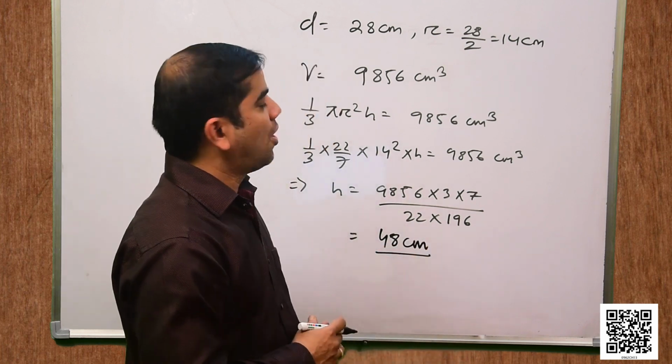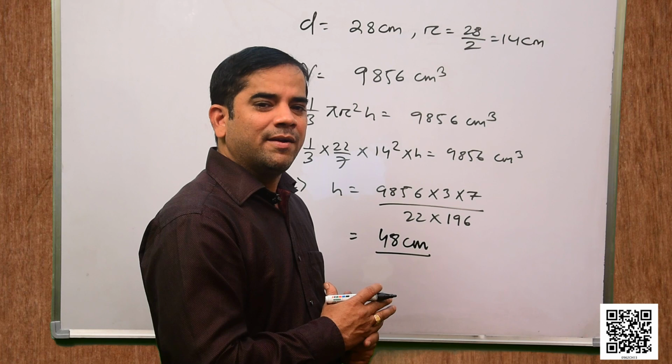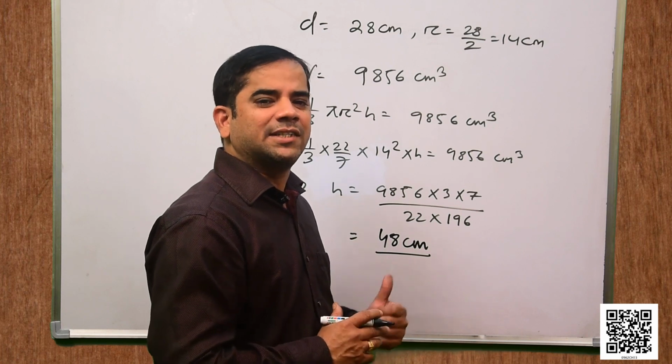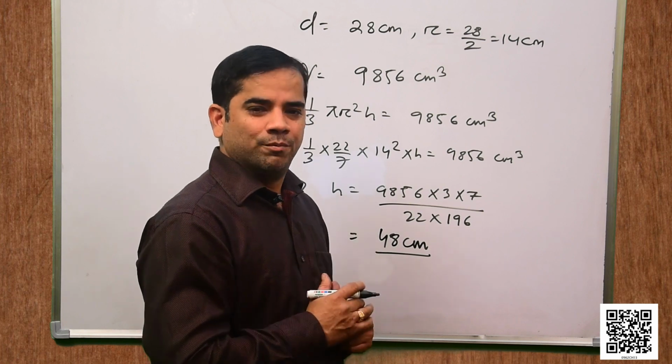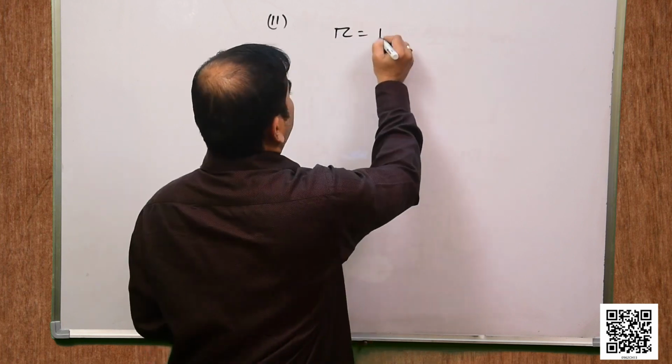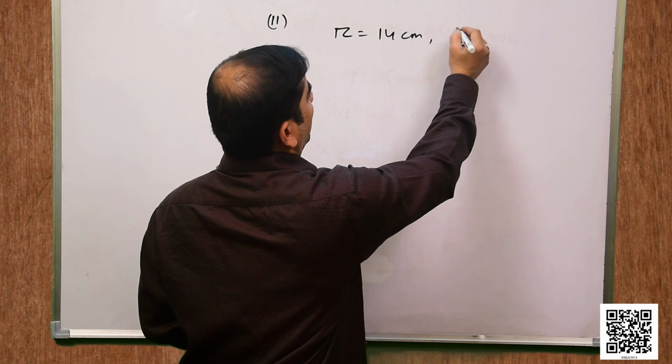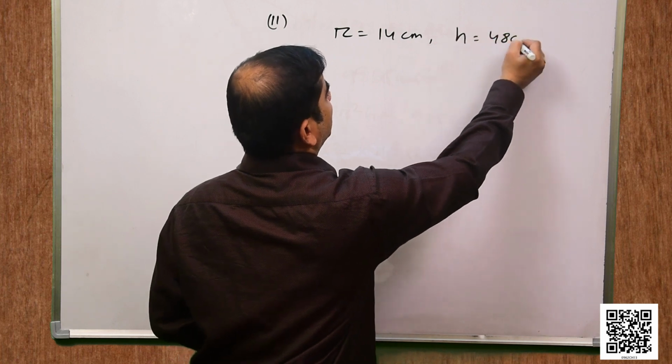So the height of the cone is found to be 48 centimeter. This is the answer for bit number 1. Let us now solve for bit number 2. Okay. Radius is 14 centimeter and height is found to be 48 centimeter.